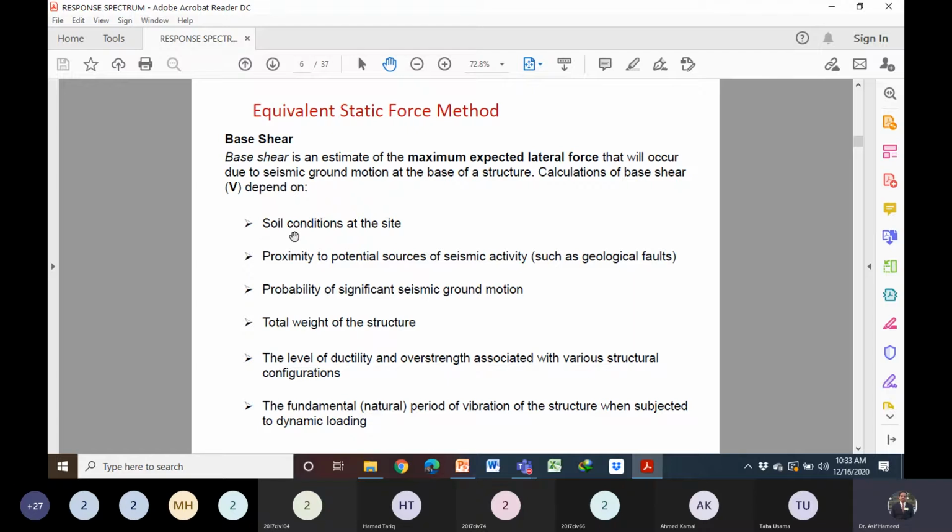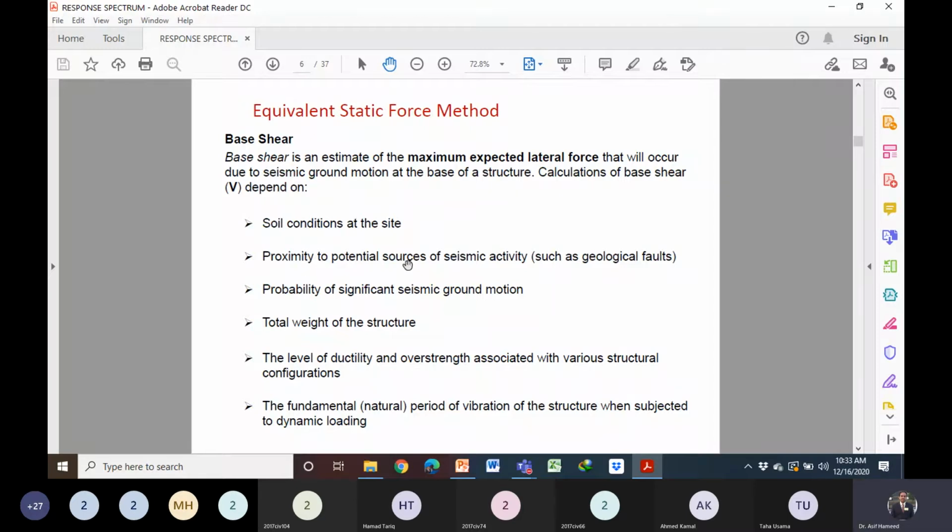The first factor is the soil conditions at the site. Is it soft soil, stiff soil, or hard rock? So the type of soil is also very important. Then the proximity of the potential source of seismic activity. How far is the site from the geological fault?